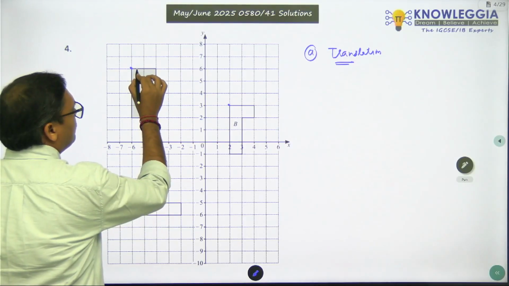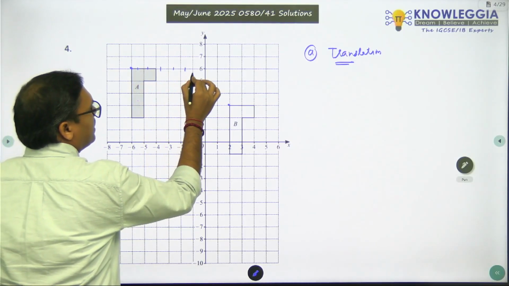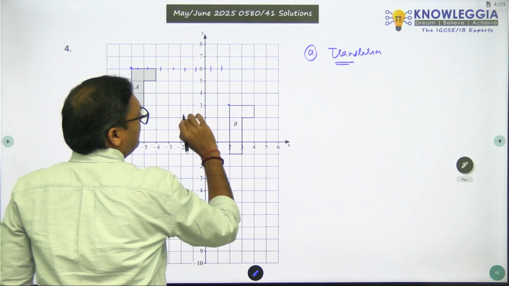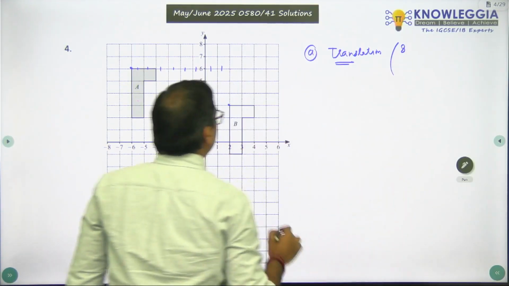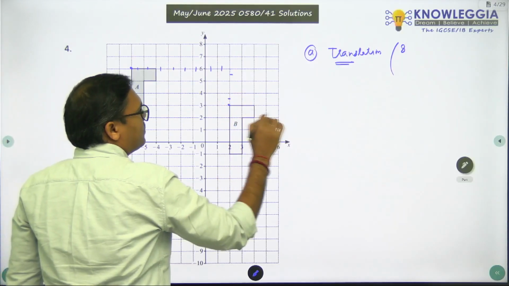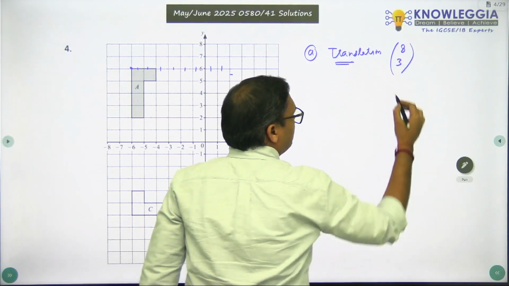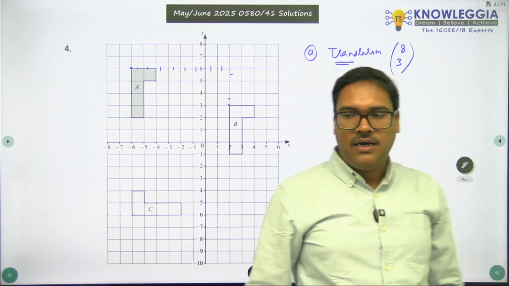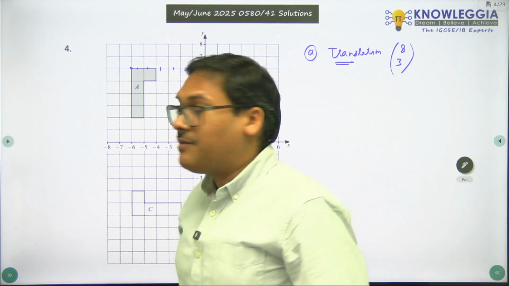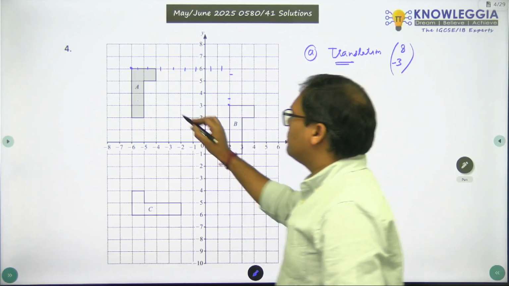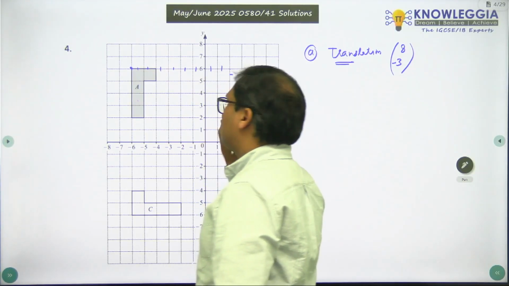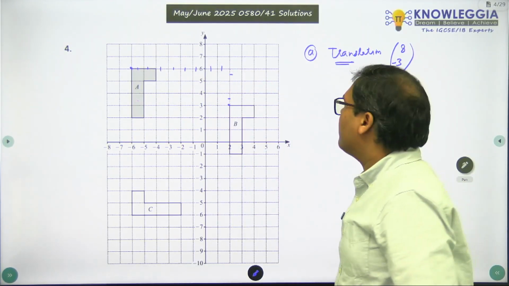You can see this is how many units? 1, 2, 3, 4, 5, 6, 7, 8. 8 units right, and you can see 1, 2, 3, 3 units down. So this is the answer. This is the translation by a vector 8 and minus 3. Why minus 3? Because it is going down. So this is the translation we have along this vector.